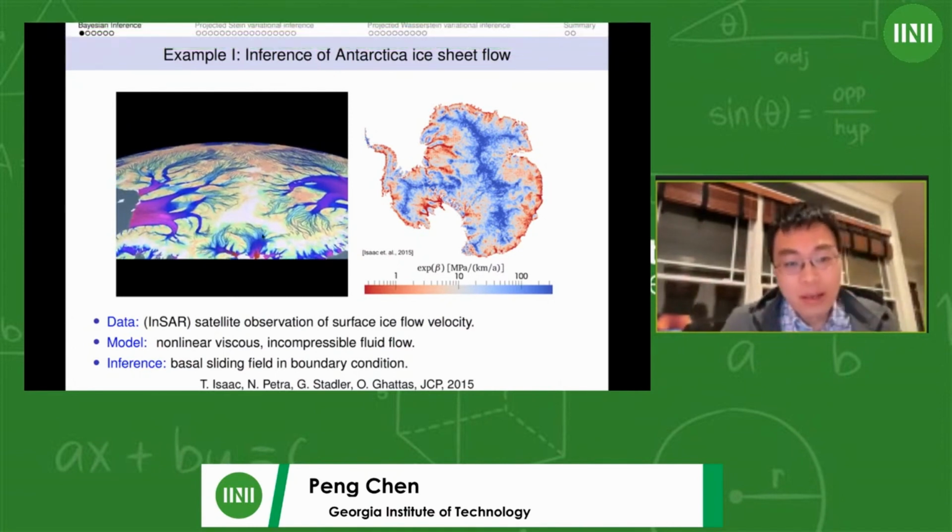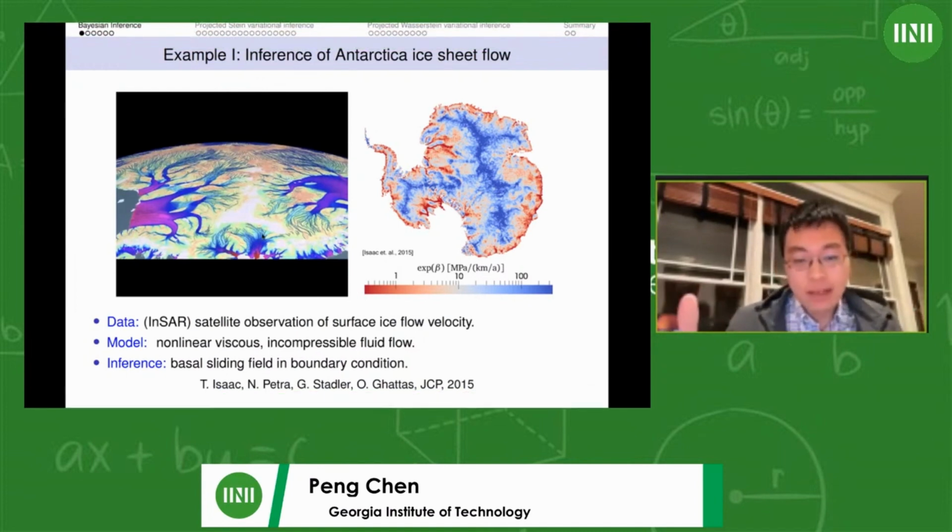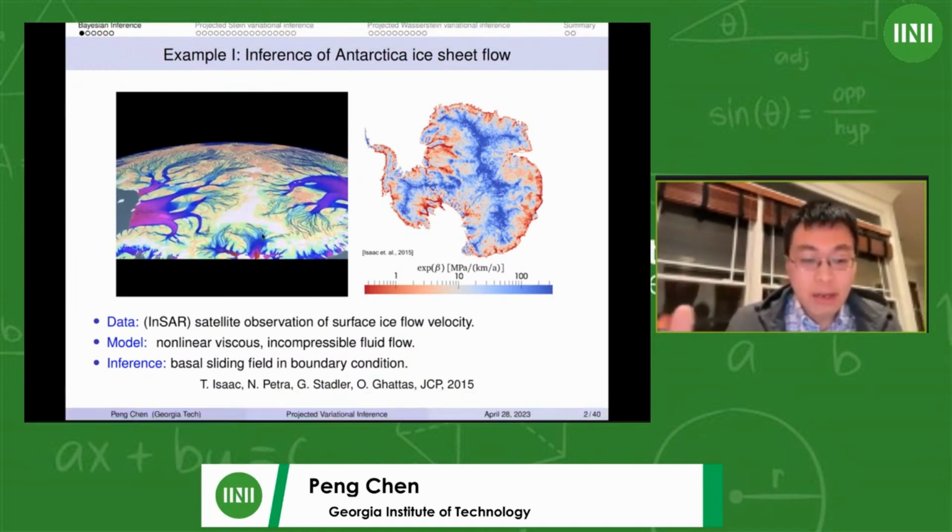Based on this data and also the model, the ice flows following certain rules, so we can model it by a nonlinear viscous incompressible fluid flow. It's essentially the nonlinear Stokes equations. The unknown parameter here is the basal sliding field in the boundary conditions, between the ice and the land. This boundary condition depends on the landscape of the ice and the land, so it is in general not known. We need to infer this parameter.